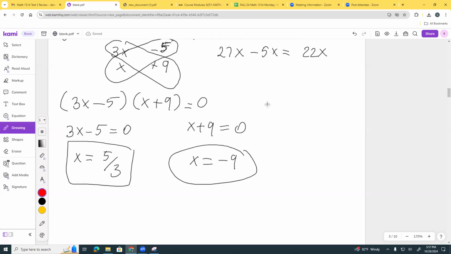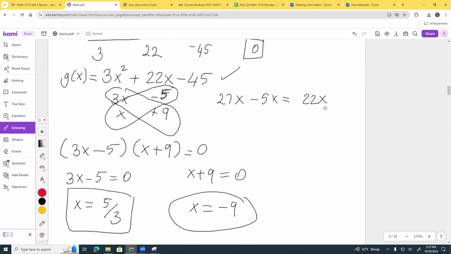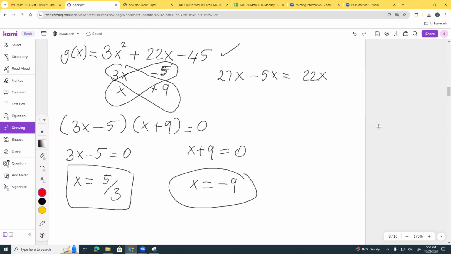So this question is also on the final exam. So it's very important that you understand all the steps I'm doing here. This question has 3 zeros. So first 0, second 0, and third 0. So we will have 3 zeros for this problem.